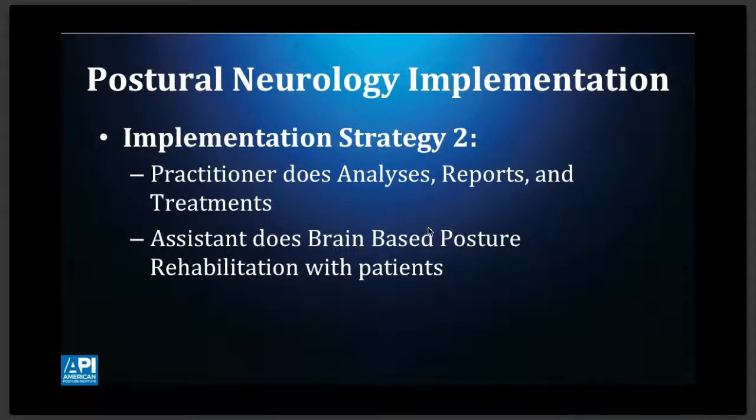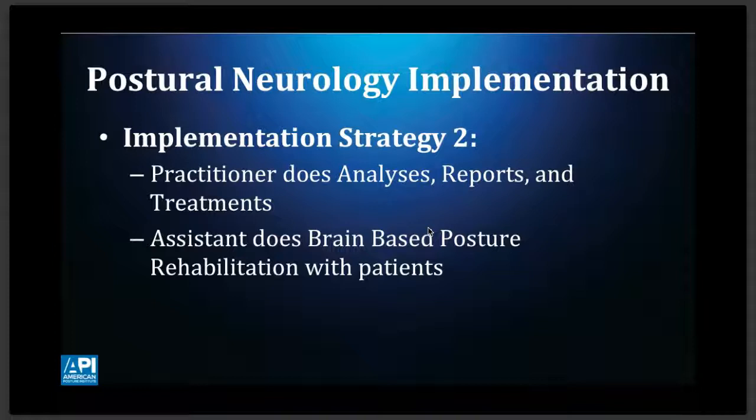And then implementation strategy number 2 is where you, the practitioner, do the analyses, the reports, and the treatments, but then you have an assistant do the brain-based posture rehabilitation with the patients. Now, it's not to say that this is the best strategy for everybody, but I want to be clear that this is what we always did because it was the best strategy for us. So I myself would do the analyses and the reports with all new visits and reevaluations, as well as the treatments. And then I had my assistant who was trained to teach our clients their brain-based posture rehabilitation. So we would do a lot of training with our assistants so that they were well prepared to answer questions, as well as how to show them correctly to do the brain-based posture rehabilitation.